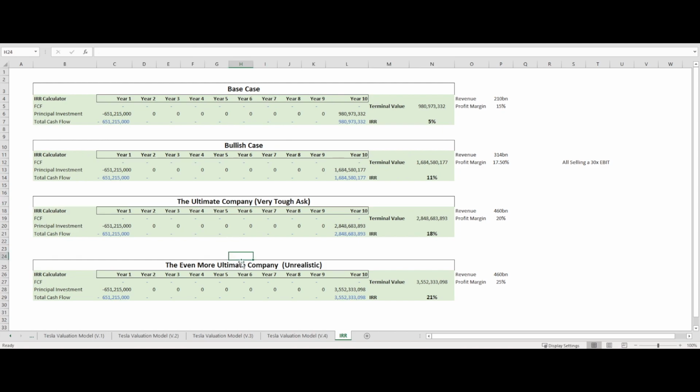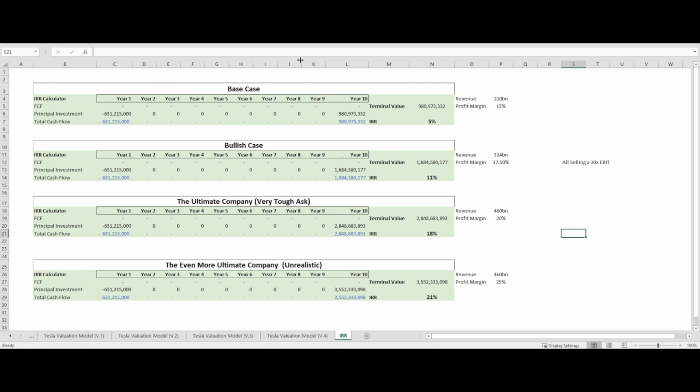And then scenario 4, the even more ultimate company, which is, I've got to say, a very unrealistic scenario. That gives us an IRR that just pushes above 20%. That's the reason why I wanted to put it in there. So if we're being that bullish on Tesla, that only just pushes us above a 20% rate of return with no margin for error either. Tesla would have to be worth 3.5 trillion in year 10 for that sort of return to play out.